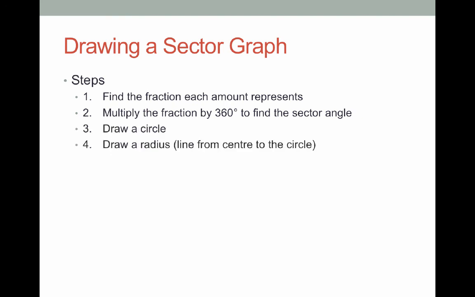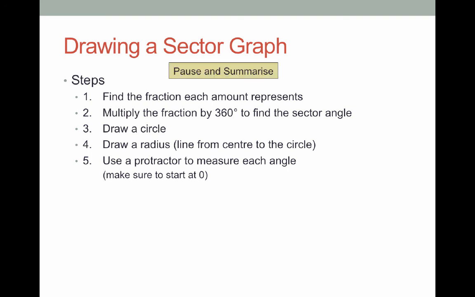We then drew a circle, and we drew a radius, which was the line from the center of the circle to the outside, and that was a baseline that we could draw off of. And then we used our protractor to measure each angle, making sure that we started at 0. I think these are good steps to write down. You should pause and summarize these steps for yourself and write them in your book.